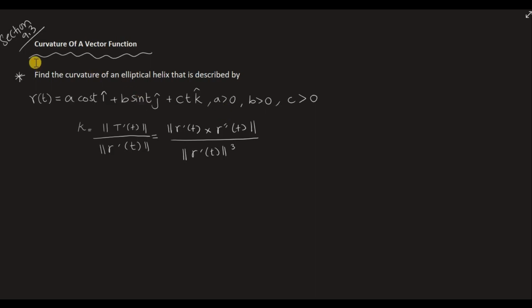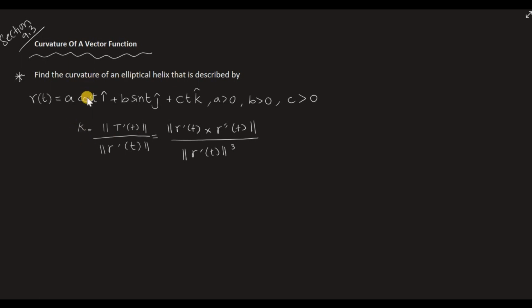Hi guys, welcome back. So today we're solving a problem on curvature of a vector function. Here we are asked to find the curvature of an elliptical helix that is described by this given vector function, which is a cosine t, b sine t, and ct, where a, b, and c are all positive.